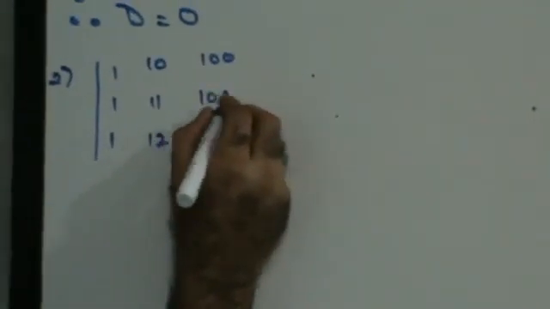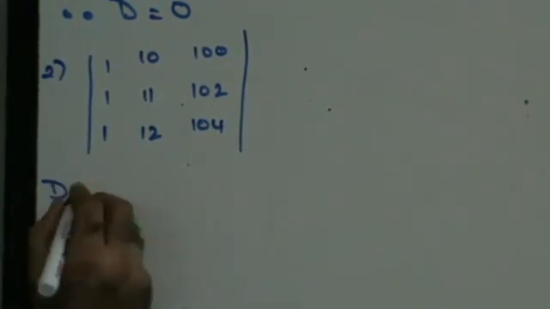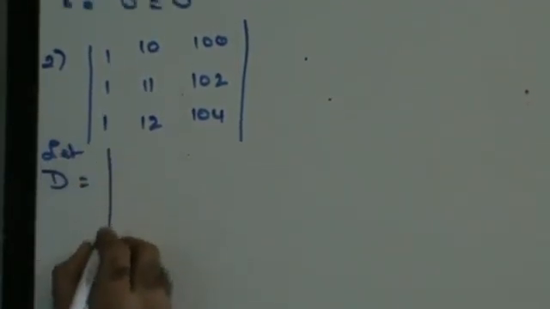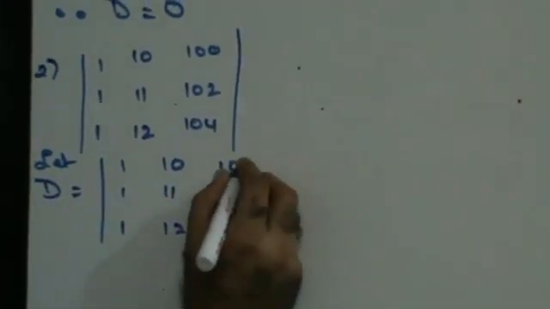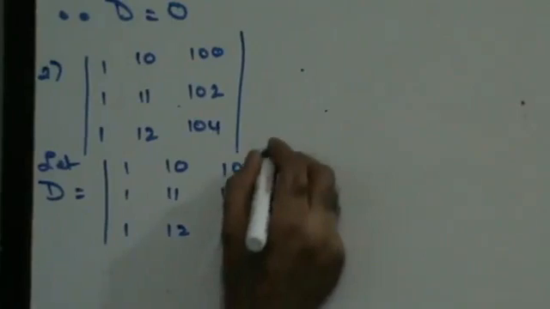The determinant with rows 1, 10, 11, 12, 100, 102 and 104. Now, I have to think of ways and means of making any two rows or any two columns equal. First, assume the sum to be D. So let D be equal to 1, 1, 1; 10, 11, 12; 100, 102, 104. Now, suppose I do R1 minus R2.